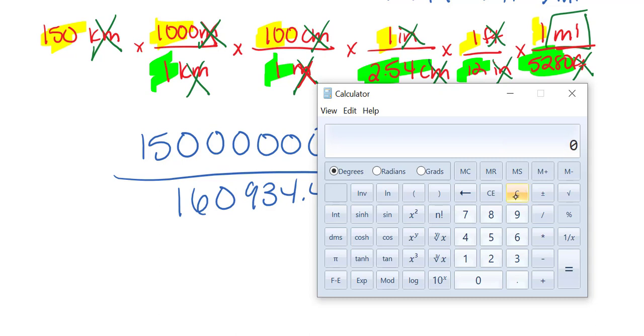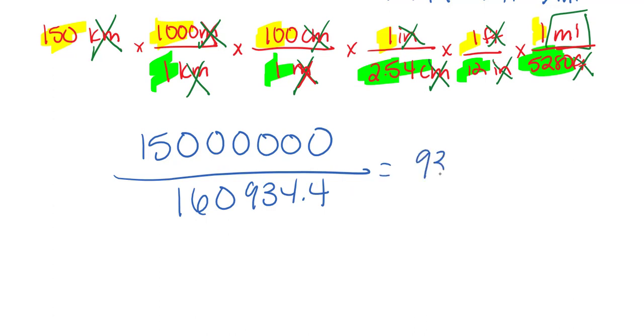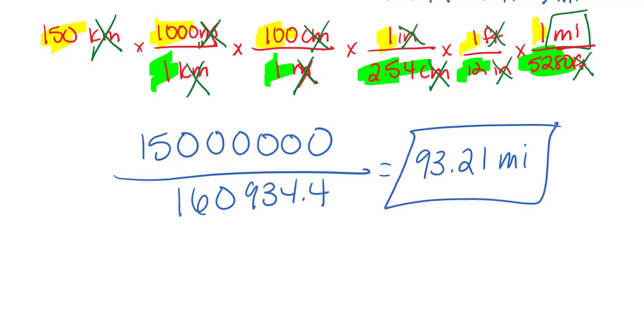Okay, so now let's take the top number and divide it by the bottom number. And what did we get? Well, we got 93.21. And this is in miles. So that's how far the next town is. So you can say 150 kilometers, or you can say about 93 miles. So that's how we can go from one to the other.